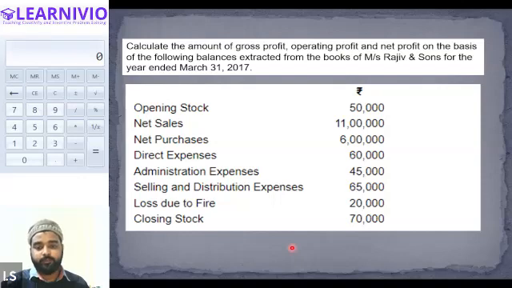We have this question, and in this question, we need to find out gross profit. We are also required to find out the operating profit and net profit. For the time being, we will not be talking about the calculation of operating profit. I haven't taught you how we actually calculate operating profit. That we will discuss in the next class only. But for now, just find out the value of the gross profit and the net profit from the given information.